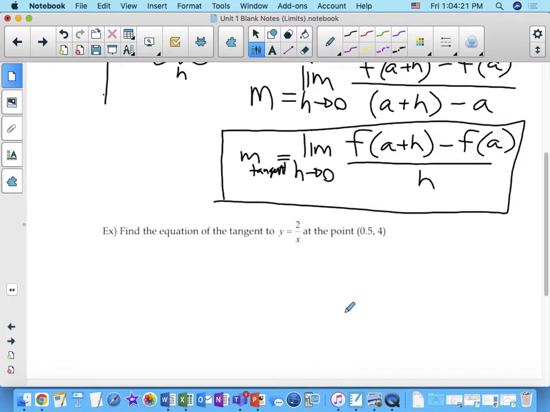Okay, so find the equation of the tangent line to y equals 2 over x at the point 0.5, 4. Okay, so again, this point is like our a, f of a, because if you plug 0.5 in for x, y equals 2 over 0.5. 2 over 0.5 is 4.